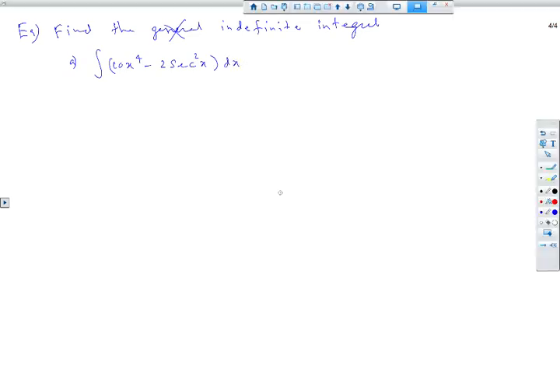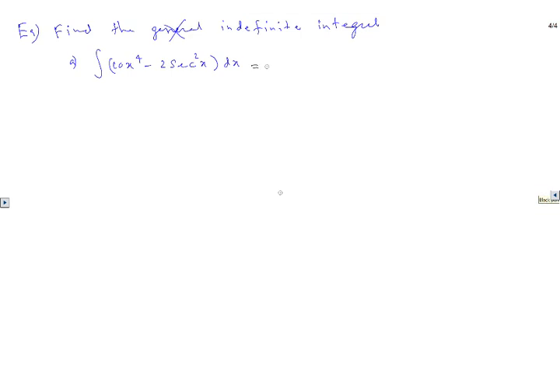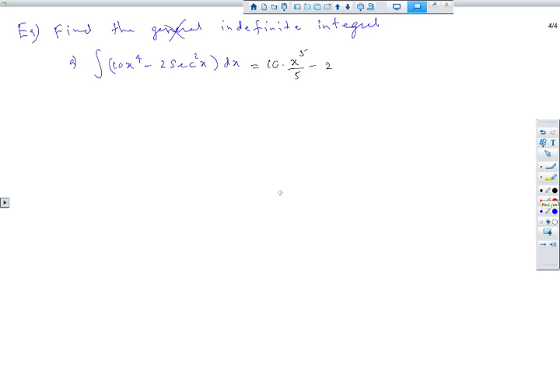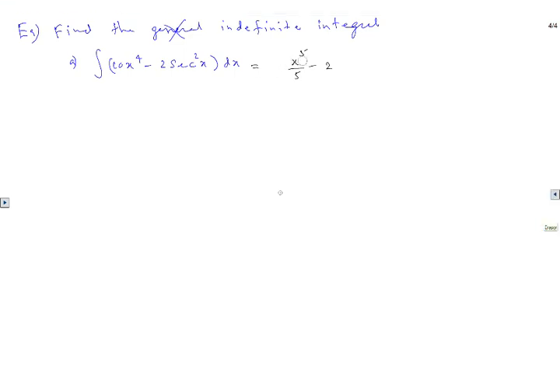So we can use a power rule here. For the first one we can use a power rule, so it is 10 x to the 5th over 5, minus 2 secant squared. Actually, what I'm going to do is write it out, because this is the first example. I'm going to do all the steps, but you can skip some steps later.